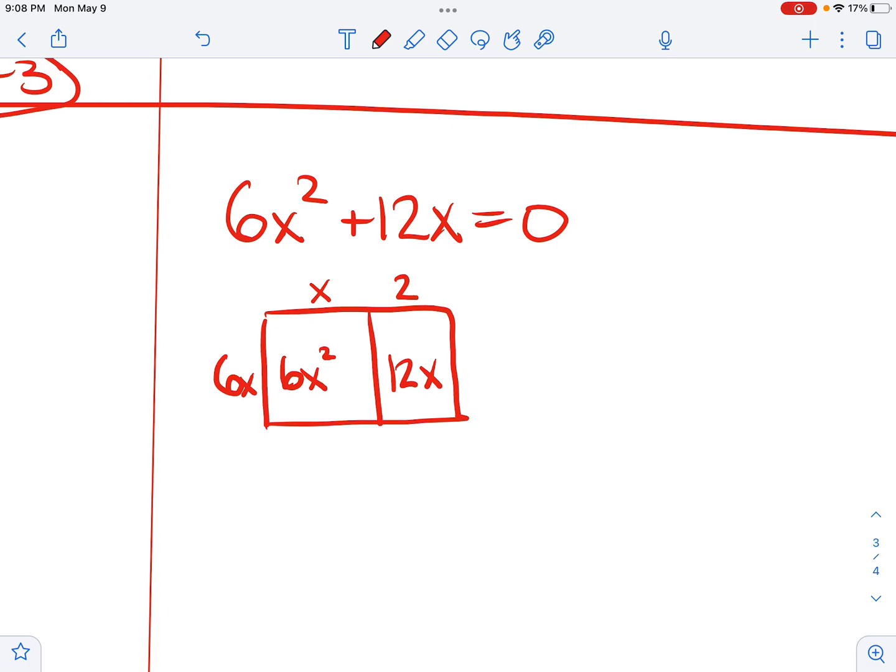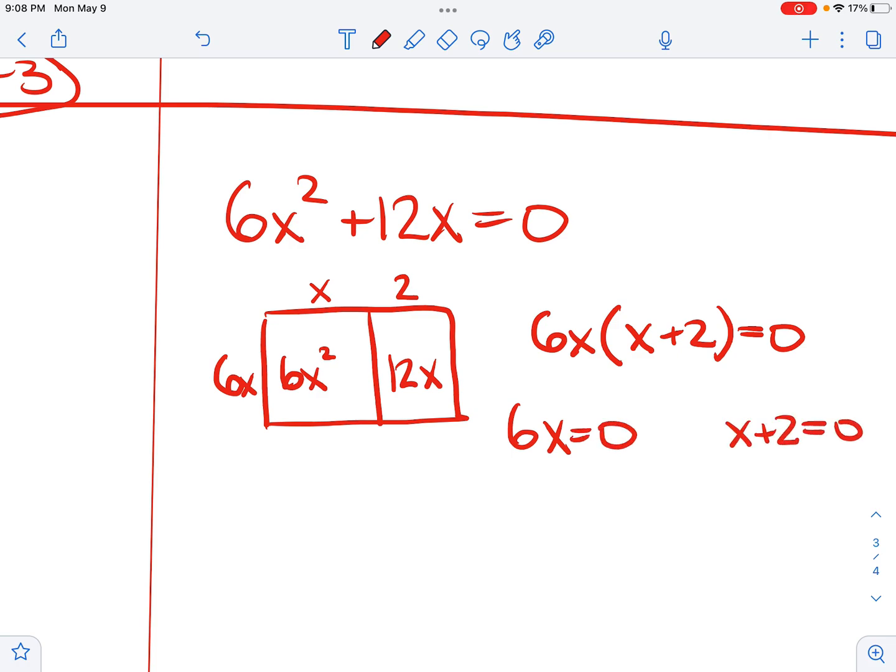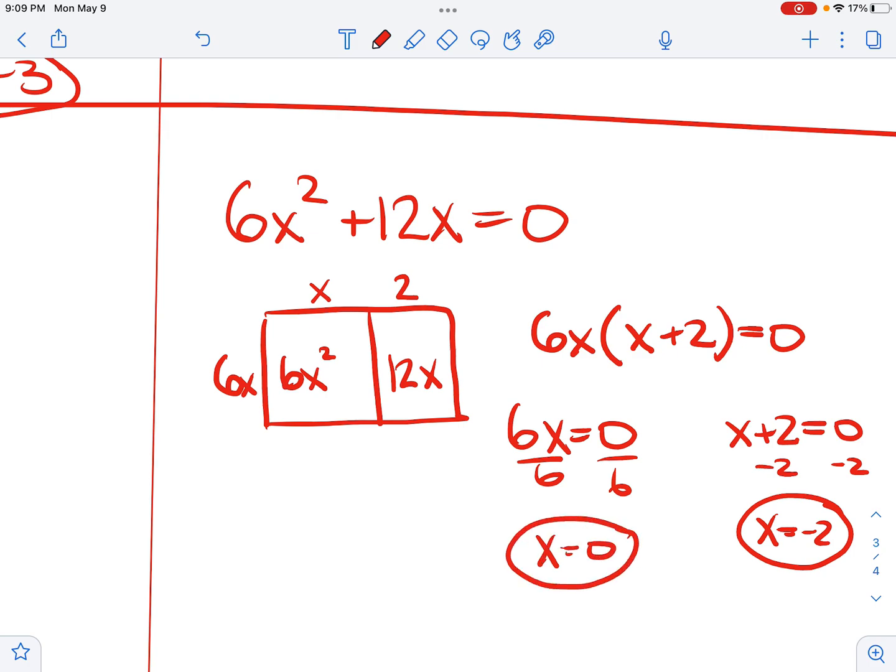And then again, I'll go from the inside to the outside. The 6 and the x are already attached, so I don't need parentheses. But the x and the plus 2 are separate, so I need to add these components together. Equals 0. And then again, split and solve. 6x equals 0. X plus 2 equals 0. Do what I normally do, which is get x alone. Divide by 6 in this case, and that's 0. So again, here are my nice 2 answers from the 2x kind of problem. Okay.